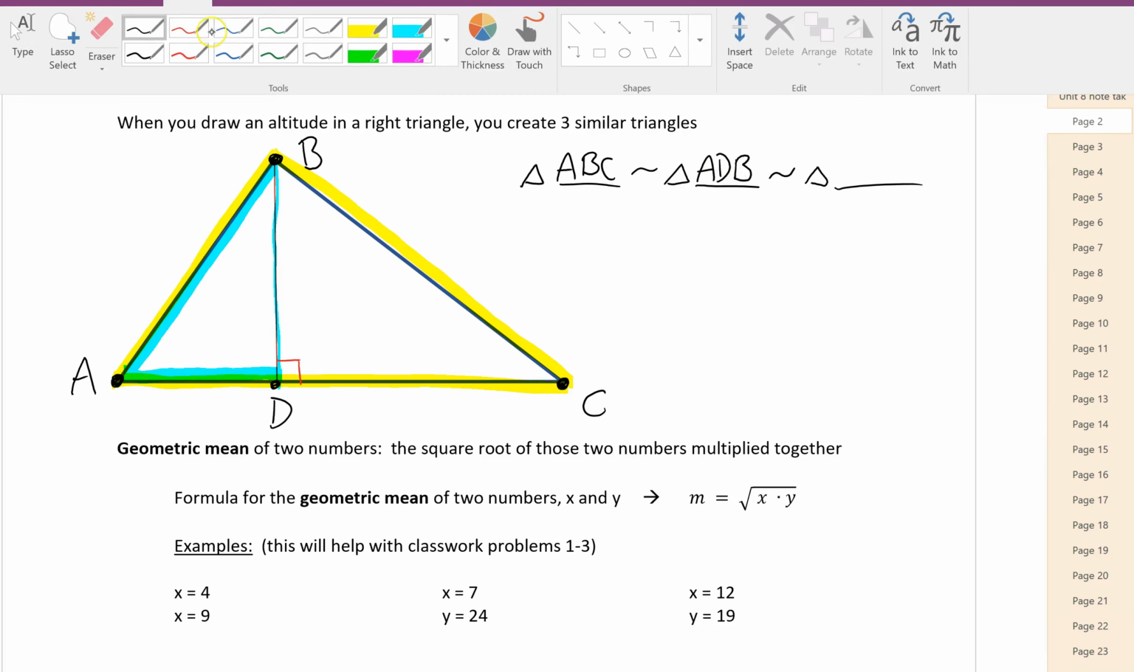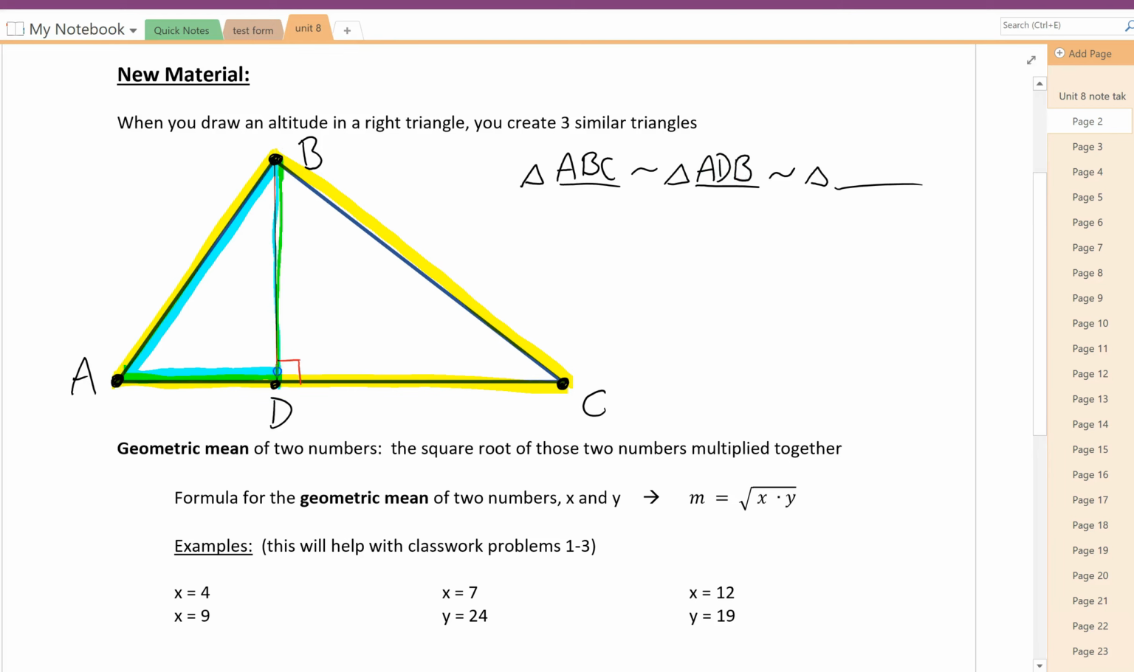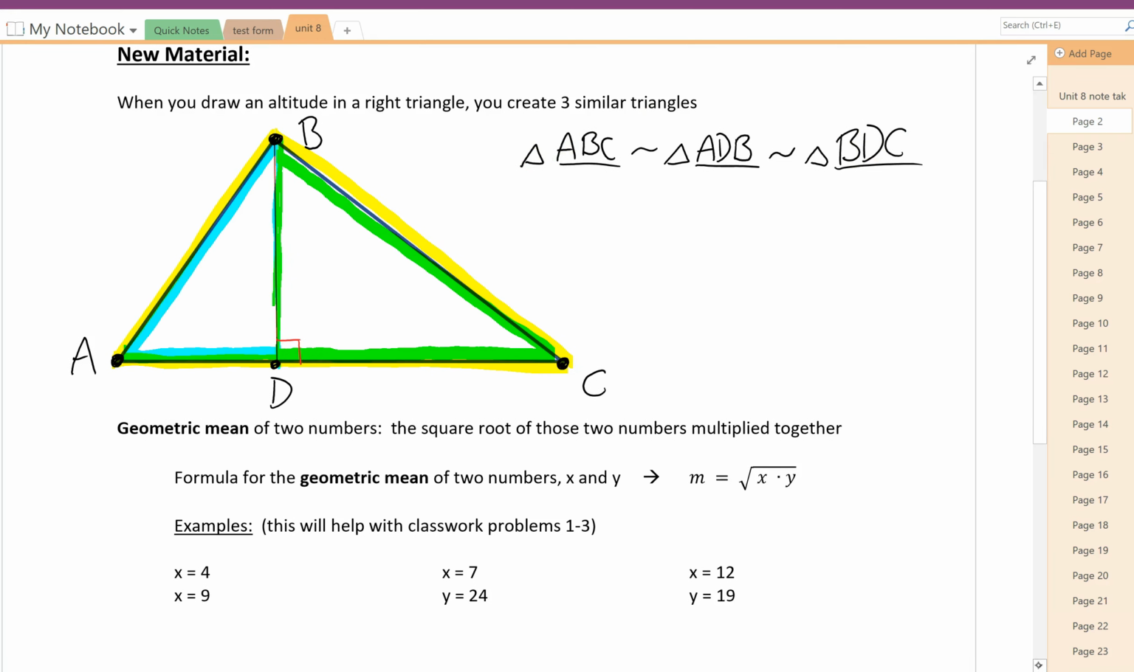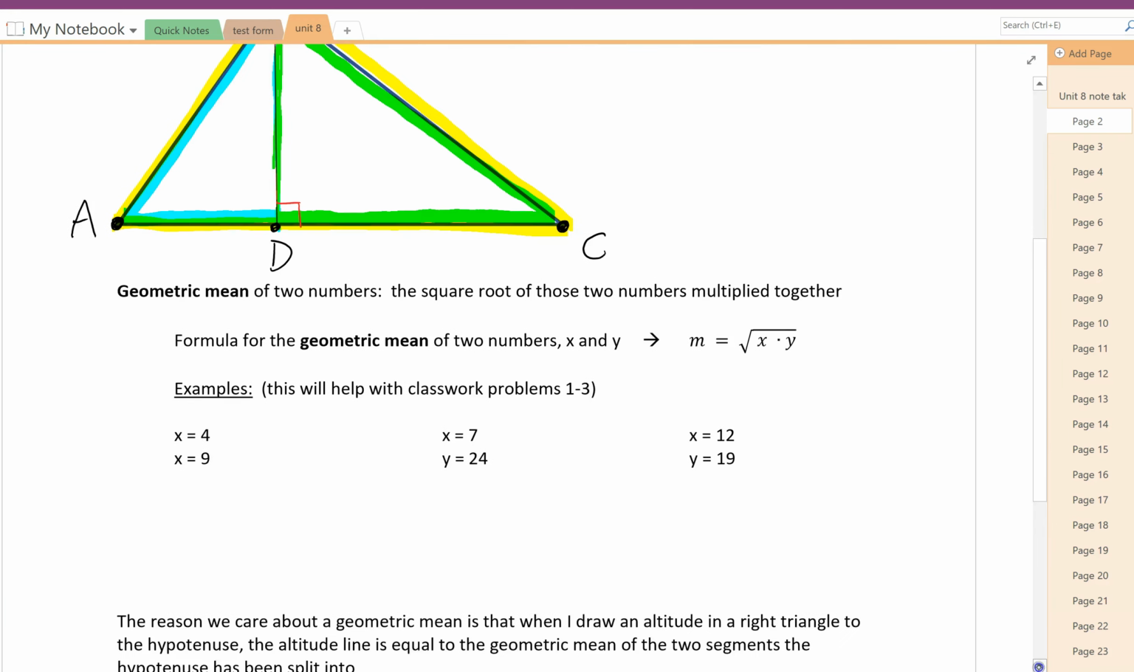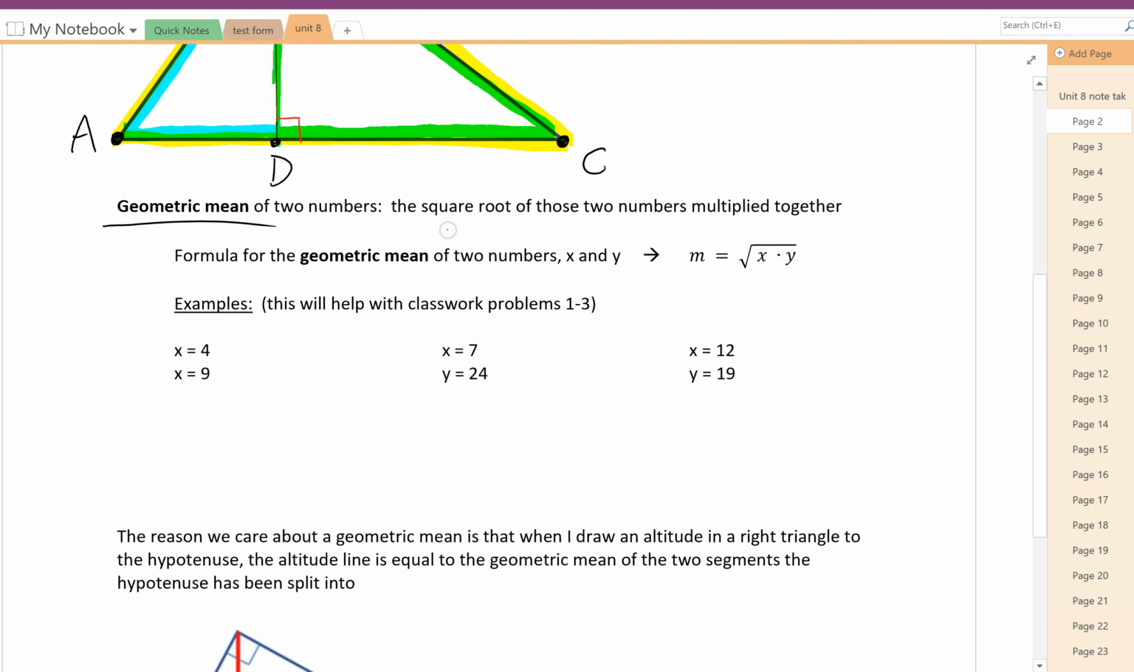And then obviously the third similar triangle I've created here is this one that I'm going to shade in green. Okay, how would I name that triangle? Well, again, I would start at B because I want to travel along the shortest side first. So I'm going B to D, and then the only point left to travel out to would be C. Right? So if I draw an altitude in a right triangle, I create essentially 3 similar triangles. And we'll see why that matters later. But for now, we're going to move into our next thing, which is the geometric mean.